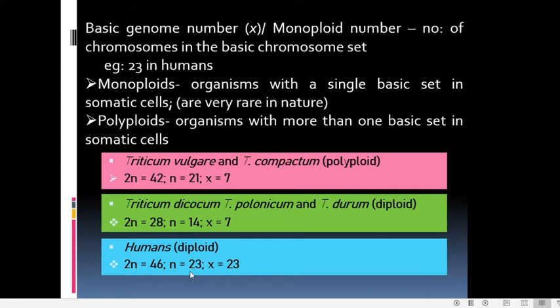In many organisms, the monoploid number and the haploid number are the same, but there are certain organisms like what we saw here, where the monoploid number and the haploid number are different. So monoploid number is the basic number of chromosomes in their chromosome set, whereas haploid refers to the number of chromosomes which will be there in their gametes, in the gametic cells.